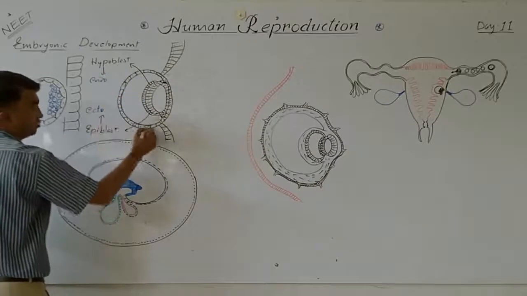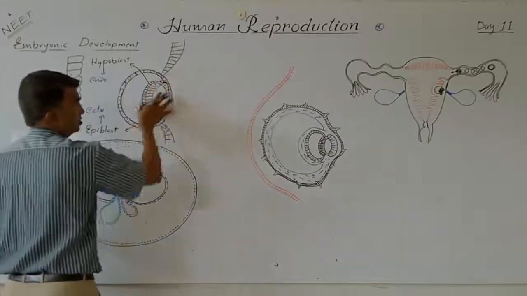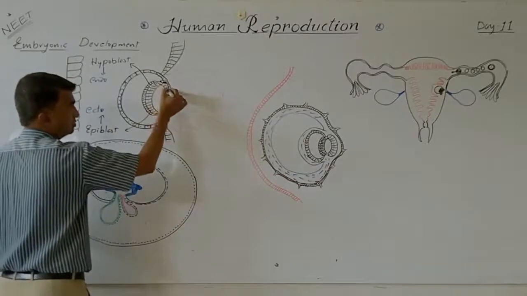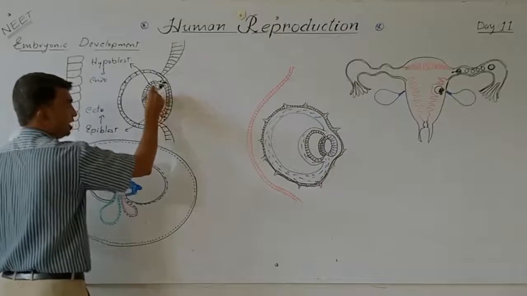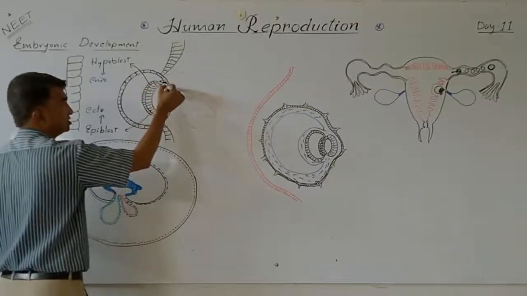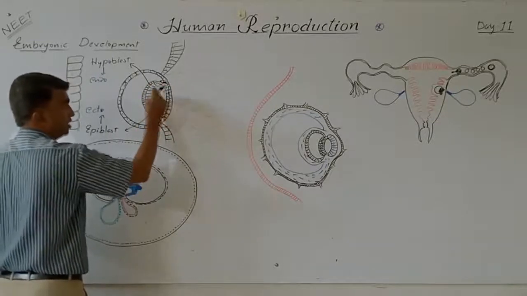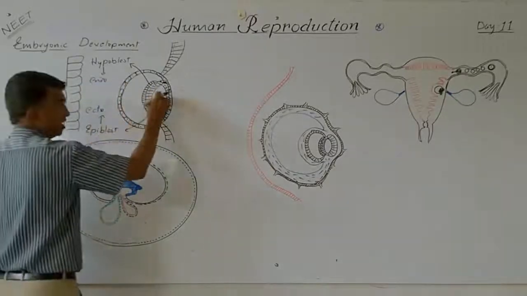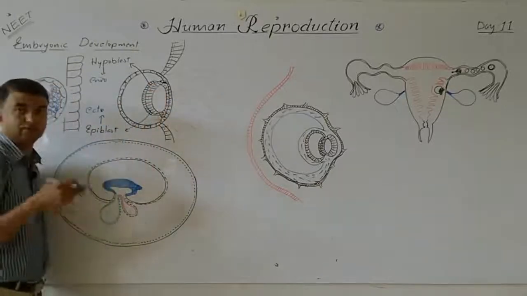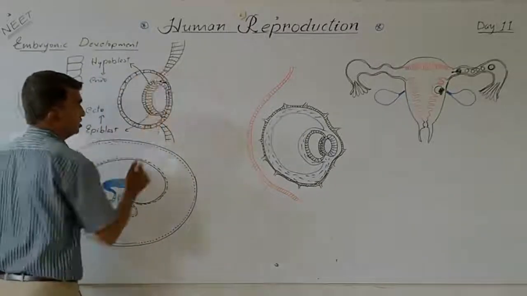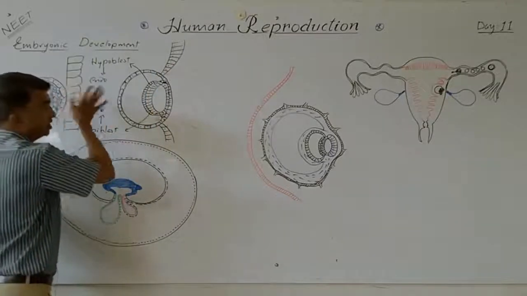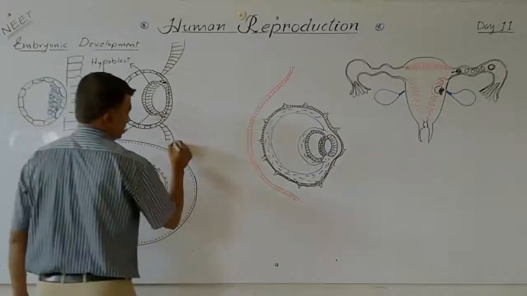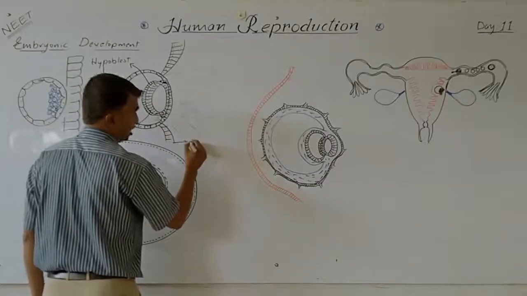Here, this is the trophoblast, which produces finger-like projections for penetration into the endometrium. This cavity actually develops into the embryonic cavity. This is the embryonic cavity, and this is the blastocyst, which is already present here. This cavity is called an embryonic cavity, which is also fluid filled. This is the stage where the blastocyst is making its way into the endometrium. Clear?